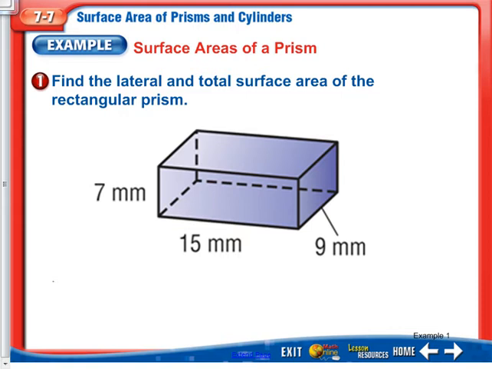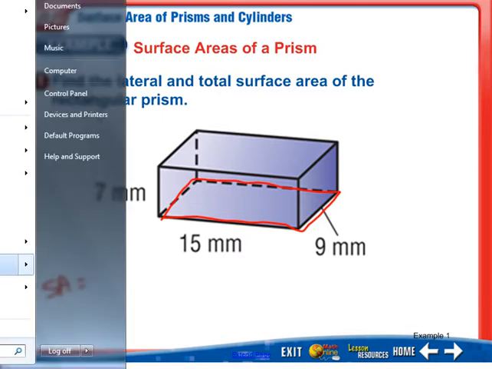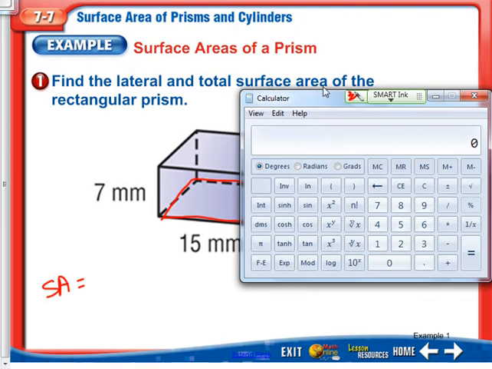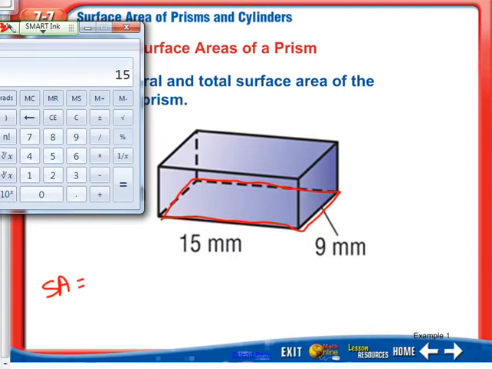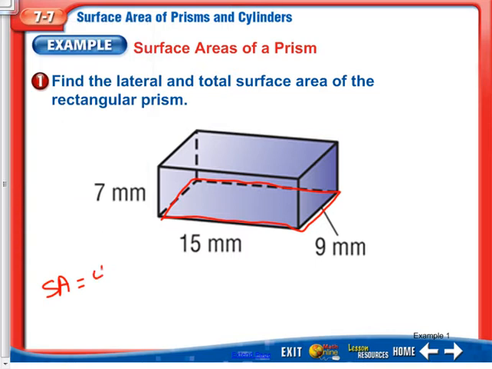In order to find surface area, I usually use SA rather than just S. We need to find the perimeter. So we would have 15 plus 9 plus 15 plus another 9. I can jump on my calculator for that. Really what we're going to have is 15 times 2 plus 9 times 2. So the perimeter of our base is actually 48.